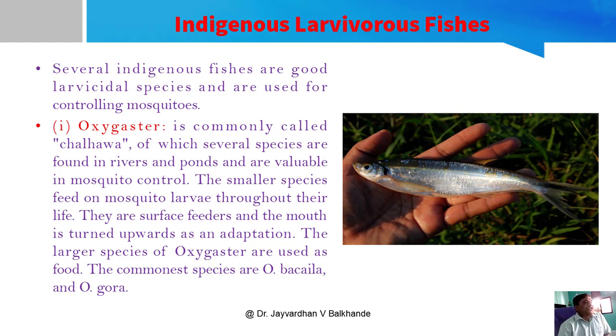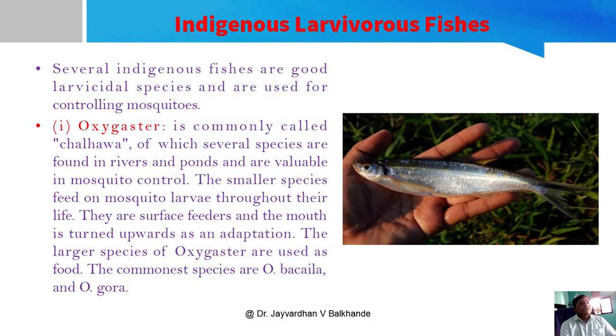Several indigenous fishes are good larvicidal species and are used for controlling the population of mosquitoes. You can see in this picture, this is the Oxygaster. It is commonly called chalhawa, of which several species are found in rivers and ponds and are valuable in mosquito control also. So that's why these species are preferable as larvivorous fish.